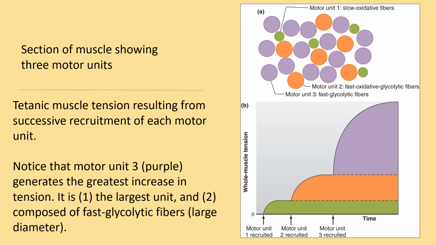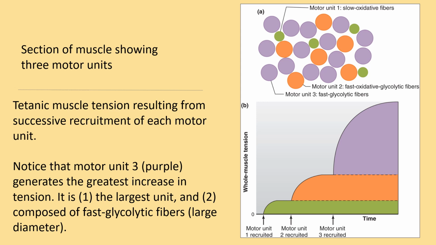And then we have, in purple, the largest muscle diameter, the fast glycolytic fibers. Those are the most powerful cells because they're biggest in diameter, and they also fatigue very, very quickly. Continuing to talk about panel A, we see that this muscle, the sternocleidomastoid, for example, includes a mixture of these 3 muscle fiber types, and each motor unit includes just a single muscle fiber type.